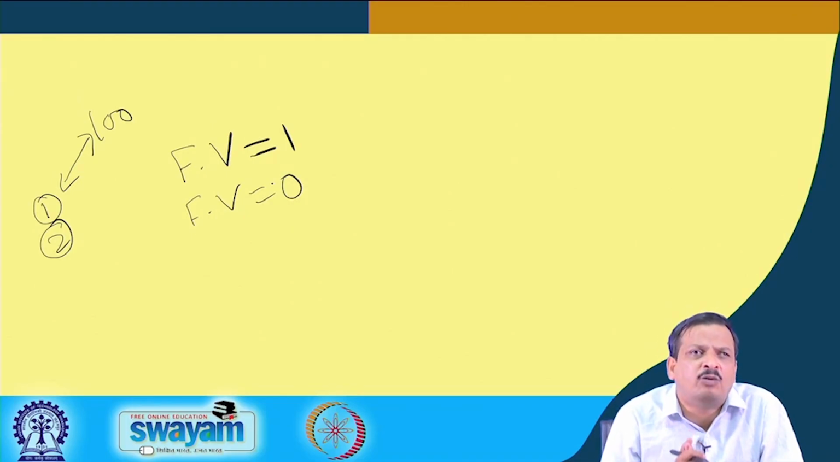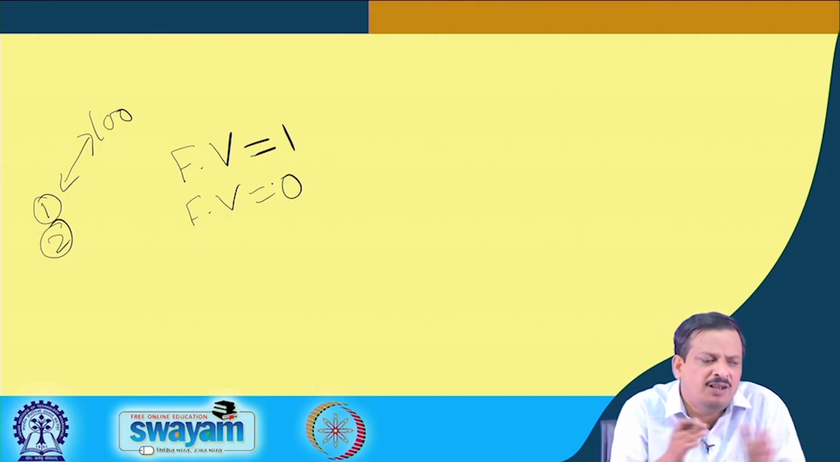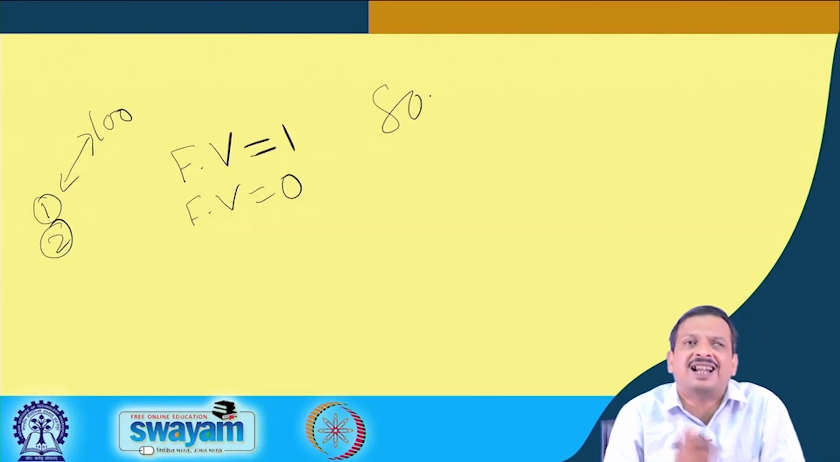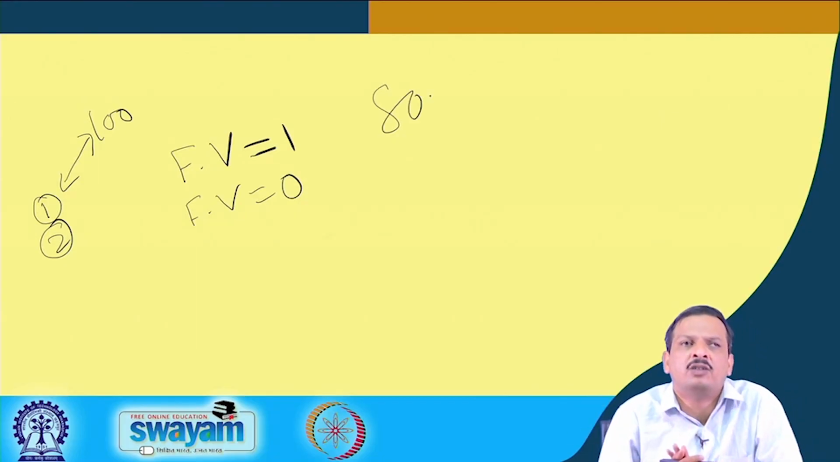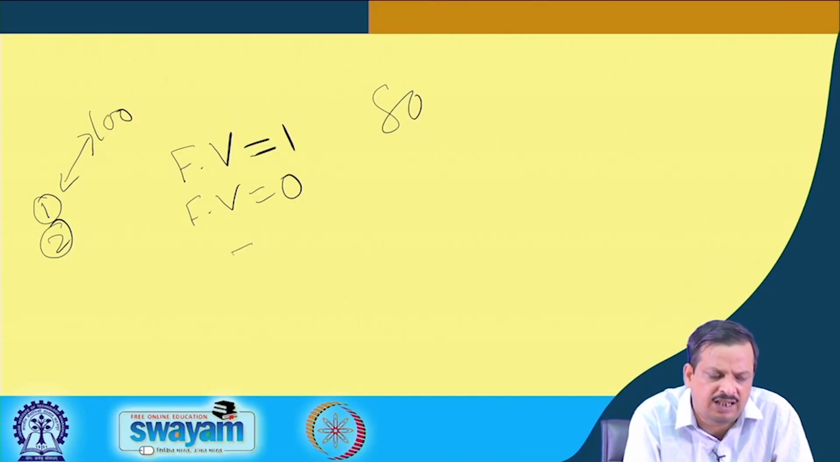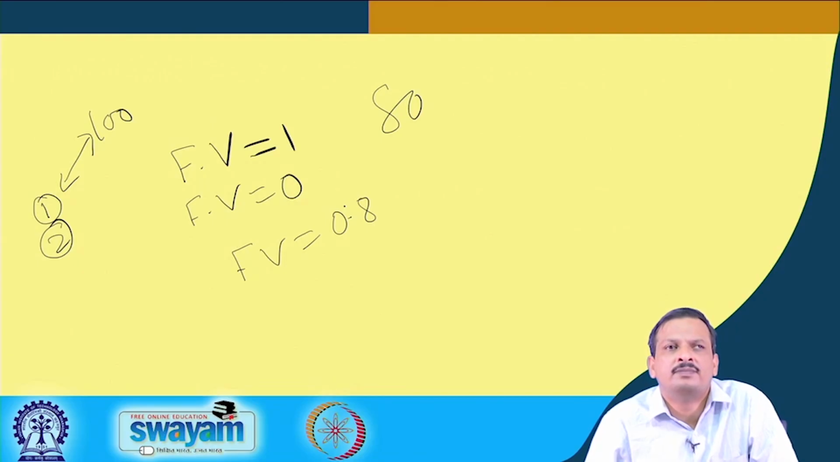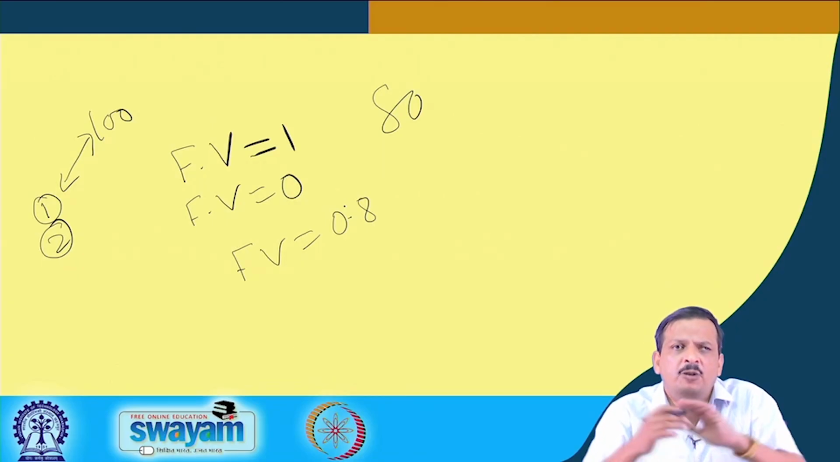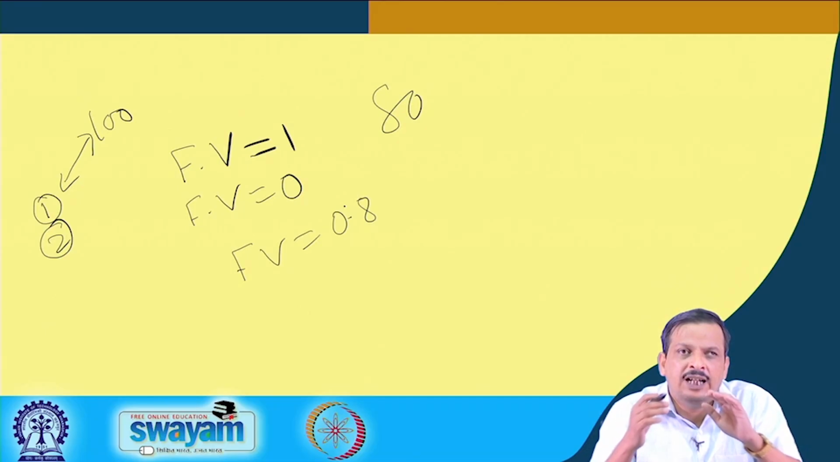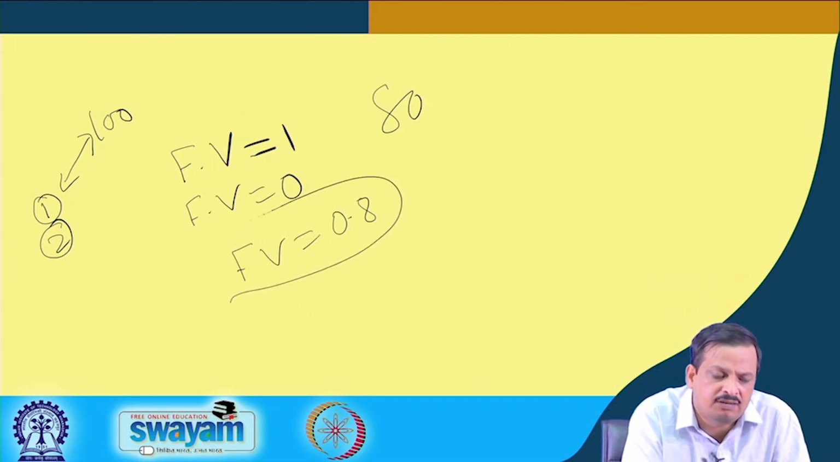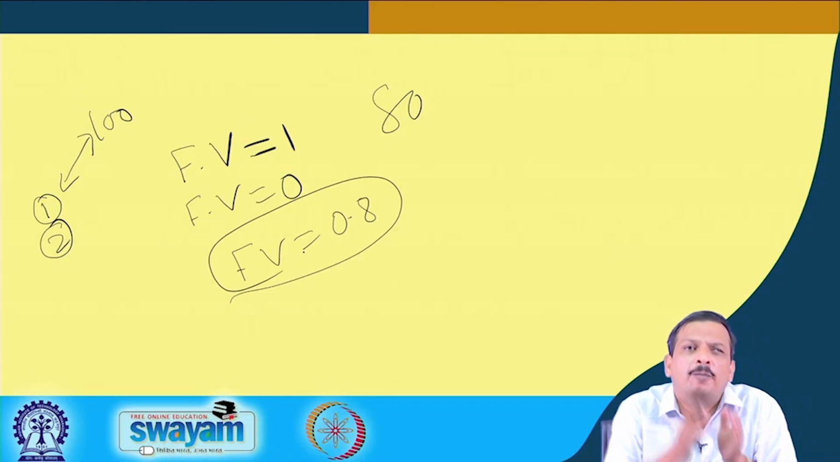Now, how do we calculate this facilitation value in general? Suppose in 100 students, if 80% students give correct answer, 80 students give correct answer, should I consider the facilitation value is 0.8? Now, if you see, why is it not considered 0.8, what is the problem in here?